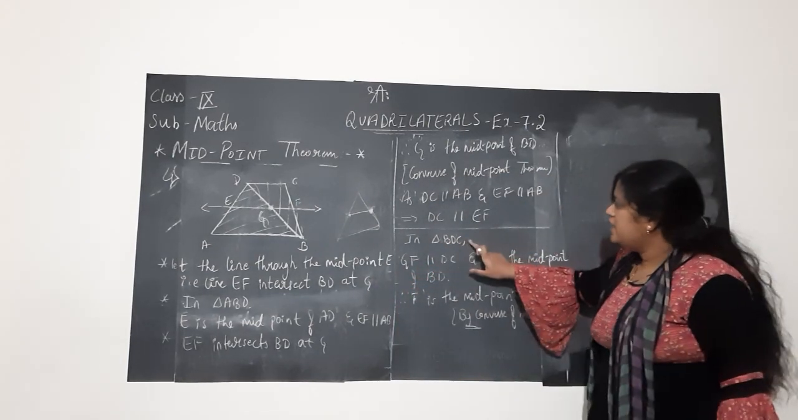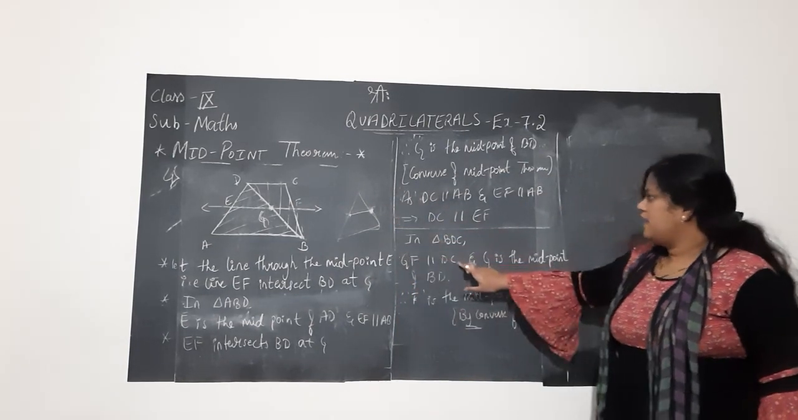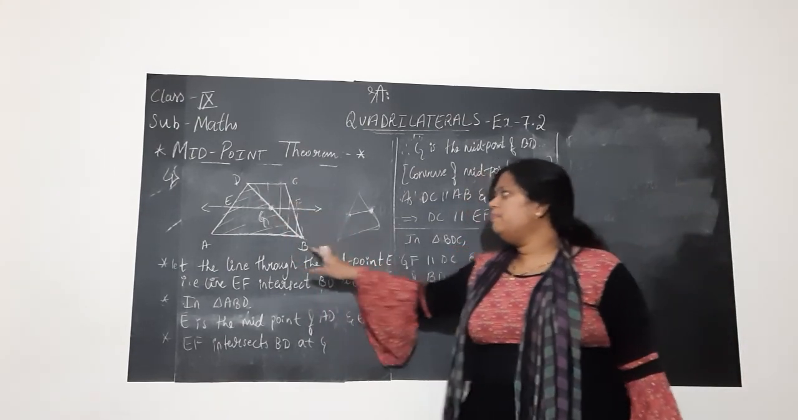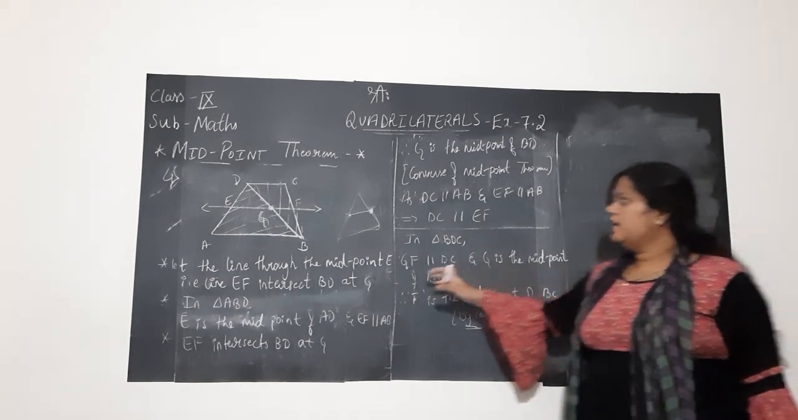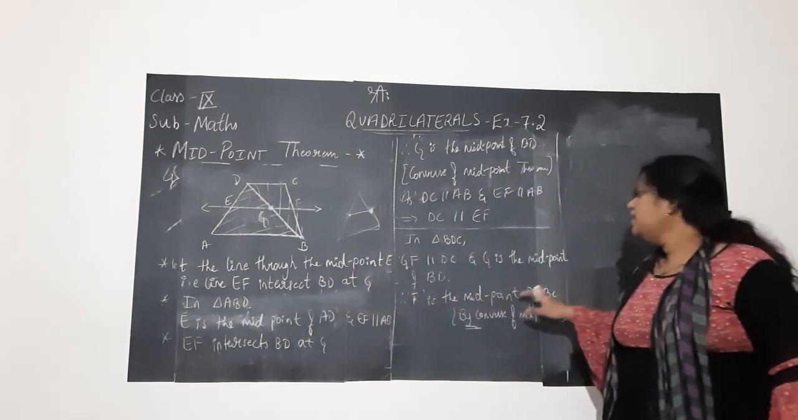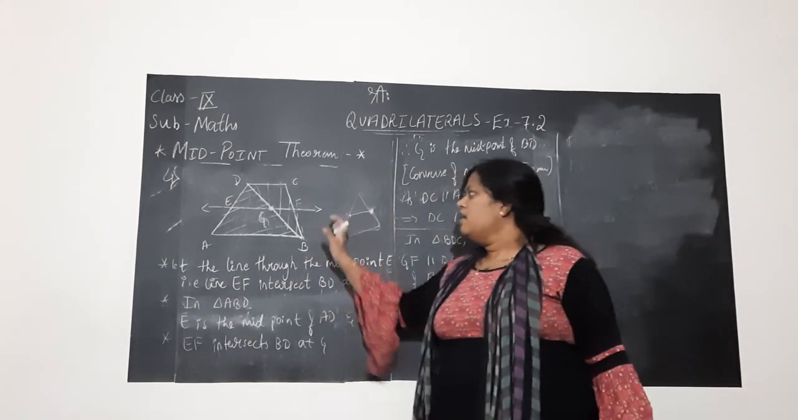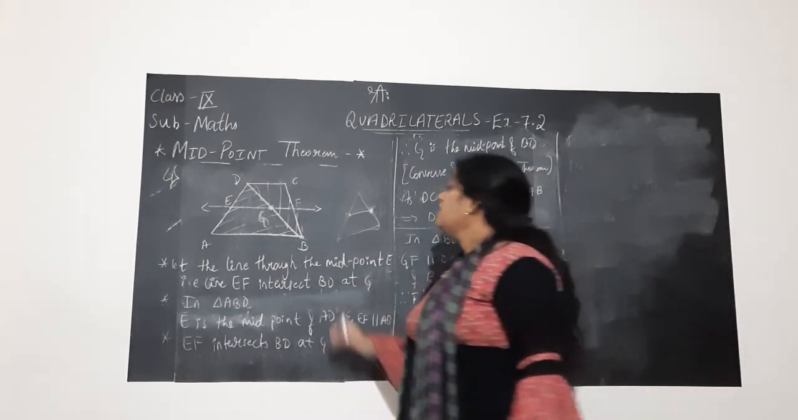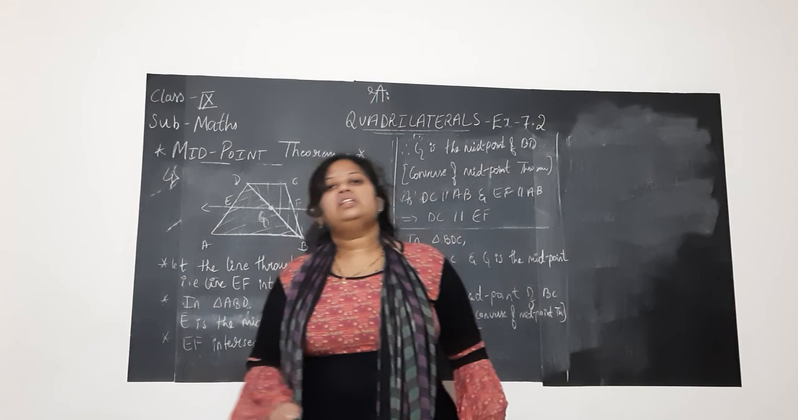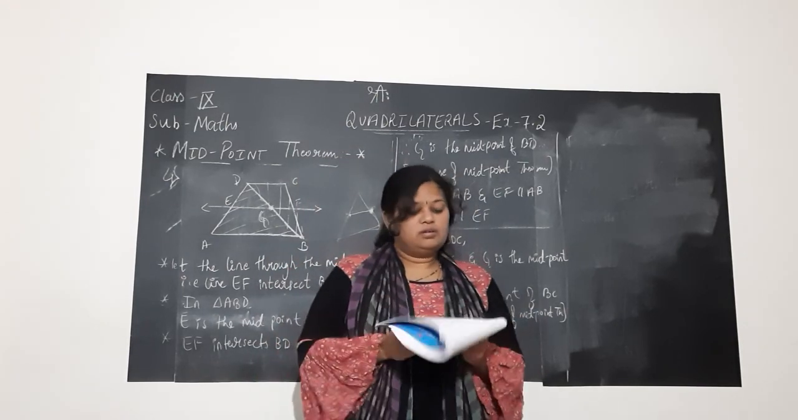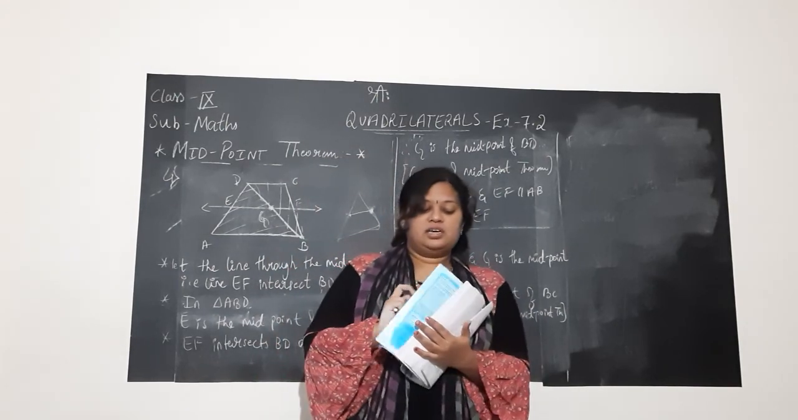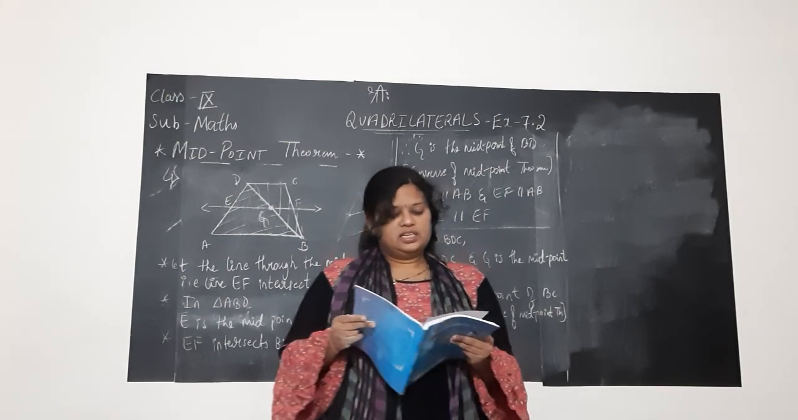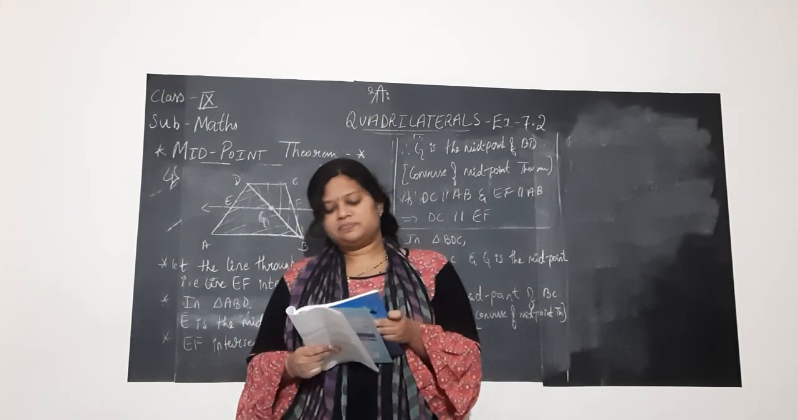In triangle BDC, GF is parallel to DC, and G is the midpoint of BD, as we have proved. Therefore, F is the midpoint of BC. How? Again by the converse of the midpoint theorem. That's all, children. The problems are very easy. The only thing is you should know how to apply the theorems practically. Next we have three more problems.